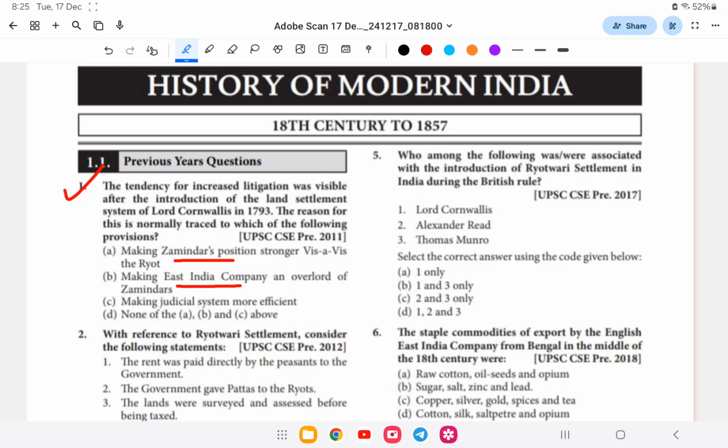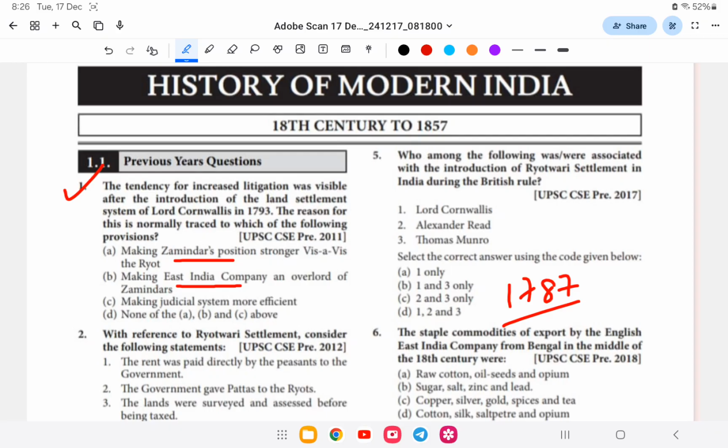So in 1793 Cornwallis introduced the Land Settlement Act, after which litigation, that is court cases, increased. So what was the reason for this? The reason is that Lord Cornwallis started the judicial plan in 1787, and in 1787 the court fee, that means the money paid to the court, was removed.